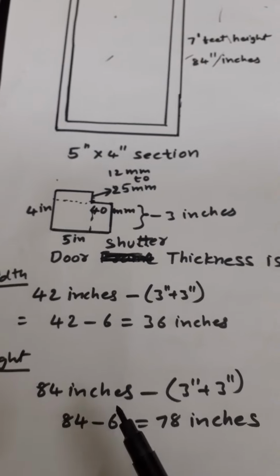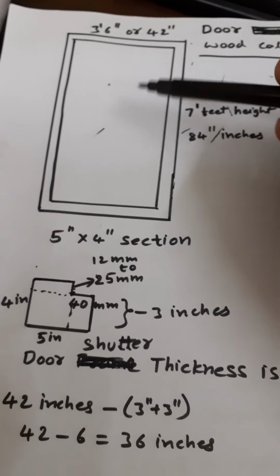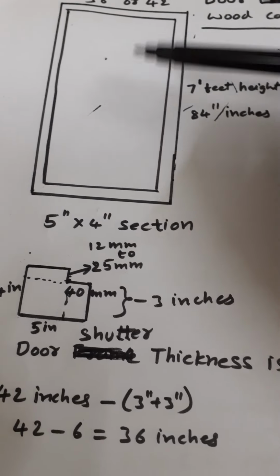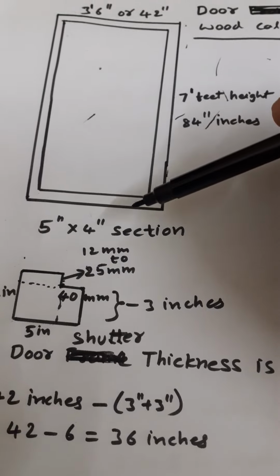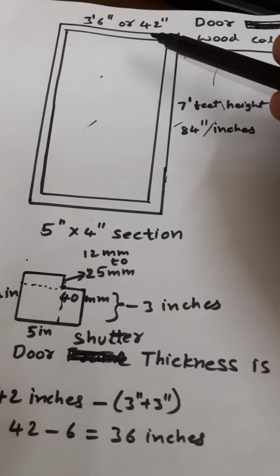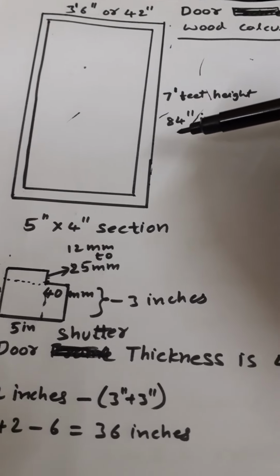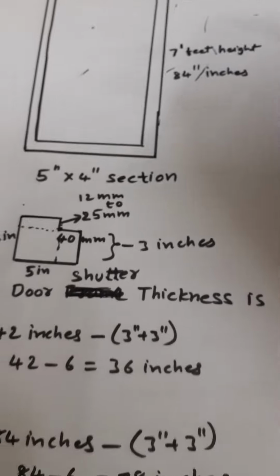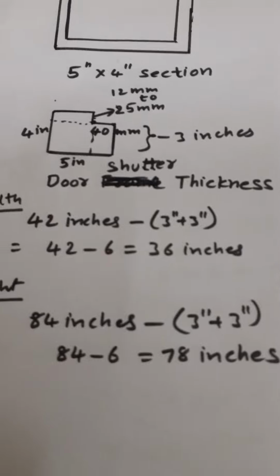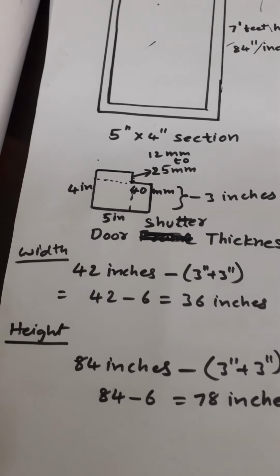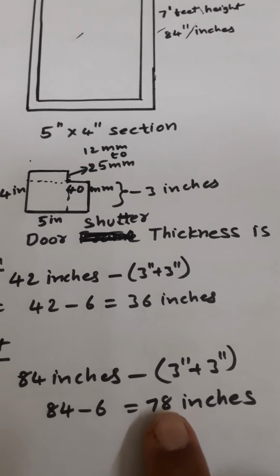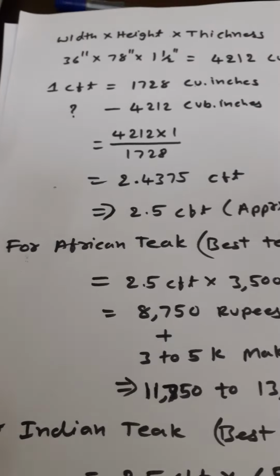From the 84 inches, as we have the wood on the top side as well as at the bottom place, because for the main doors we will be putting the gadapa, here also 1 inch will go and here also 1 inch will go. So we are left with 3 inches at the bottom side and 3 inches on the top frame. From 84 we take out 6 inches, so 84 minus 6, we are left with 78 inches. I hope you understand. The width is 36 inches and the height is 78 inches. Now we will do the calculation.